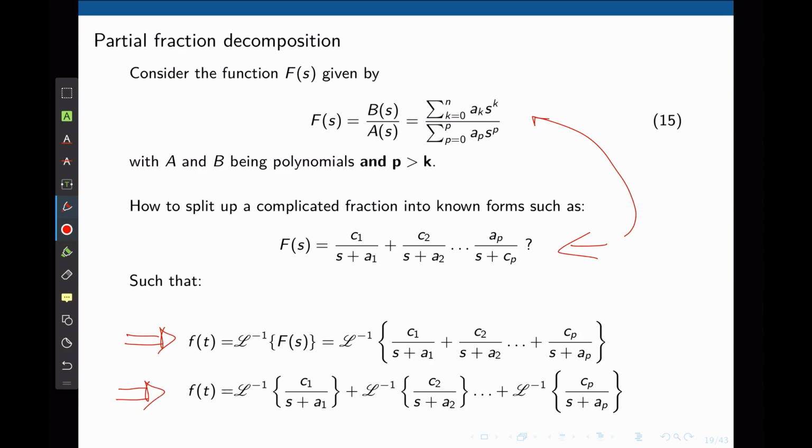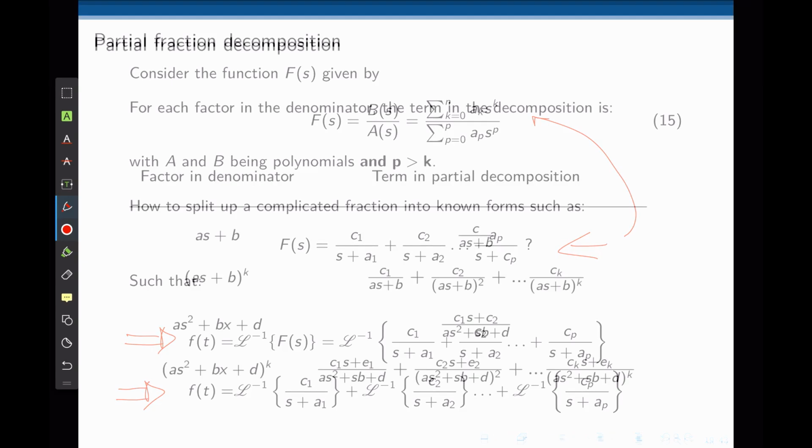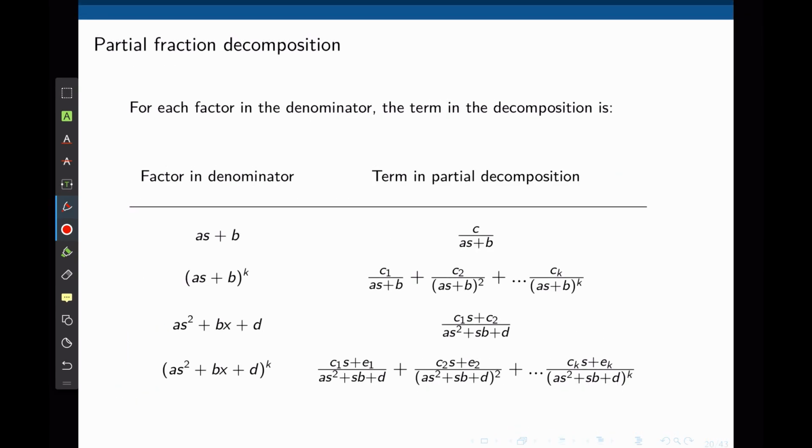The objective of partial fraction decomposition is now to go from a complicated polynomial into smaller pieces that can each be solved individually, and because the Laplace operator is linear, we can add them up to create the time response of the entire function. Consider the first term where the factor in the denominator is as + b. We can split that function into two components, c over as + b plus gs + e over the second factor. The question now is what is c, what is g, that will result in the same original function.